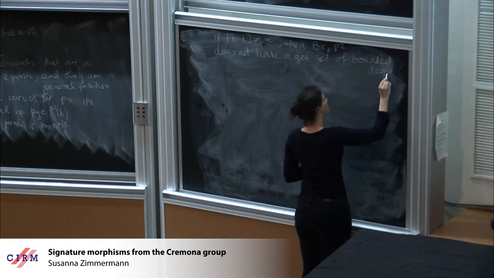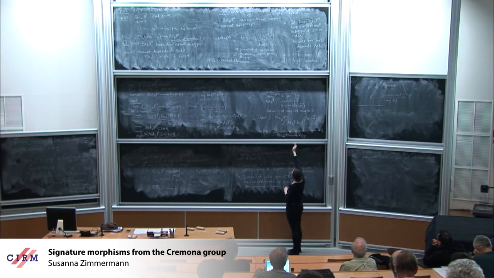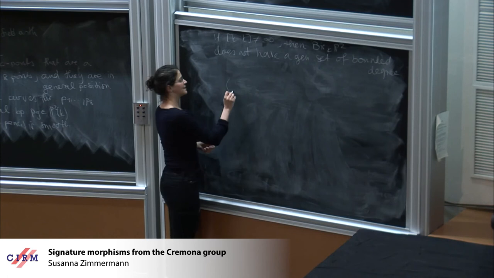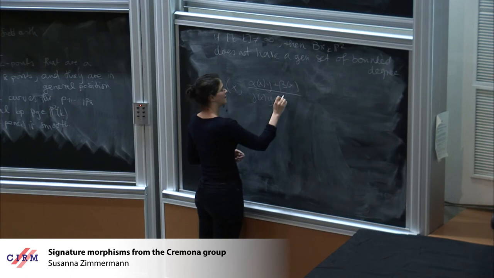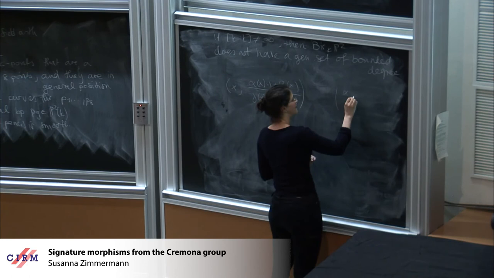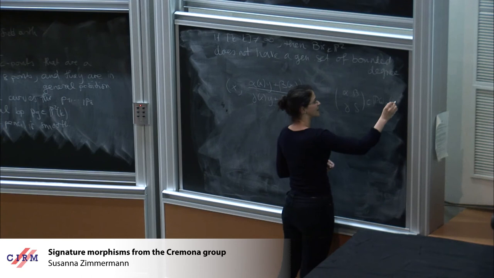Here for k equal to R, we have one, the bound is 5. And for algebraically closed fields, the bound is 2. But in general, there's not one. Why? Because, for instance, we can consider the transformations of the following form, where alpha, beta, gamma, delta is in GL2 of k(x).